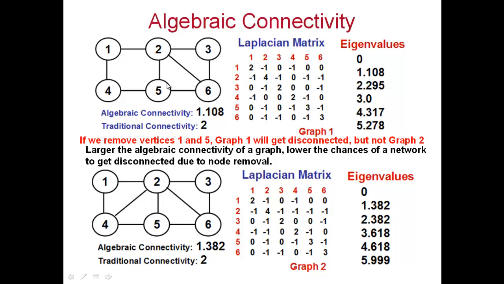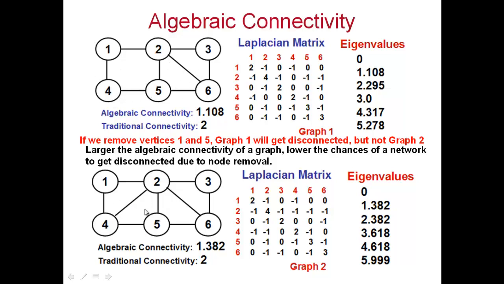So look at these two graphs. Both the graphs are connected. But if I remove vertex 1 and 5 from this graph, this graph is going to get disconnected. Visualize the graph without vertex 1 and its edges. So these 2 edges will also be gone, and these 2 edges will also be gone, and these 3 edges will also be gone. That means 4 will get isolated from 2, 3 and 6. So this graph 1 is going to get disconnected if you remove 1 and 5.